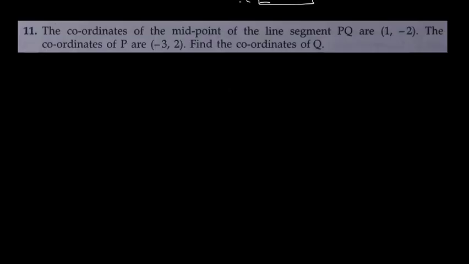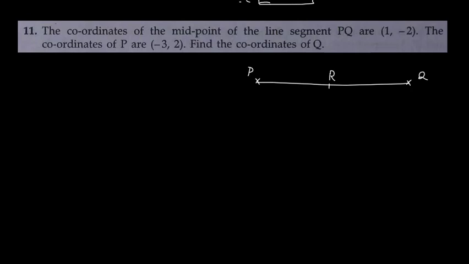Now here is the 11th question. The coordinates of midpoint of line segment PQ are (1, -2). The coordinate of P is (-3, 2). Find the coordinate of Q. So here we have this point P, this point Q, and say there is a point R which is the midpoint.